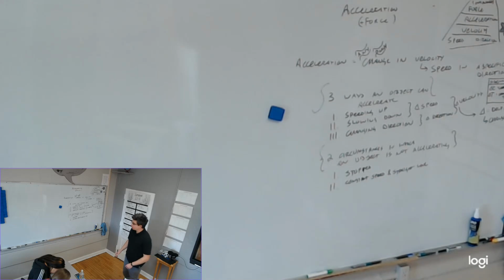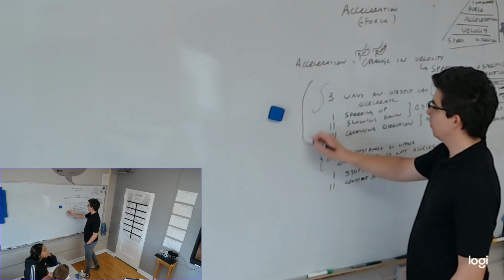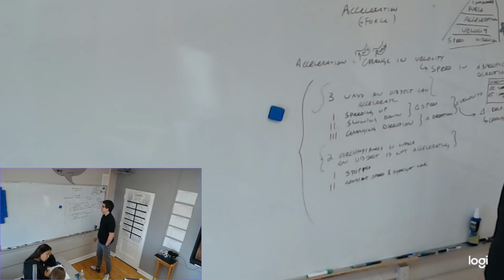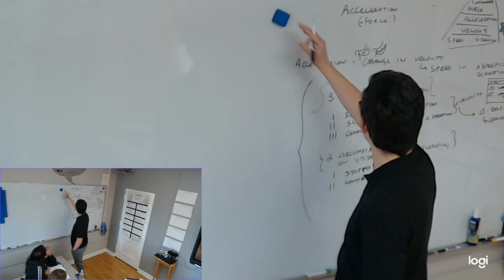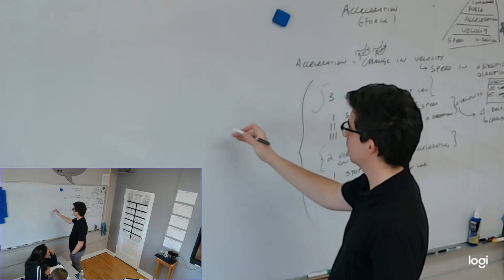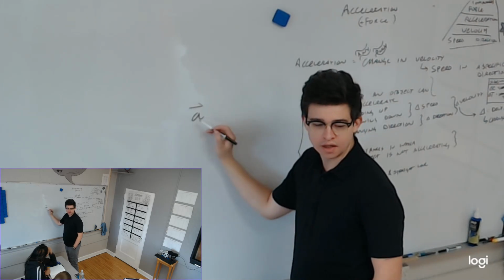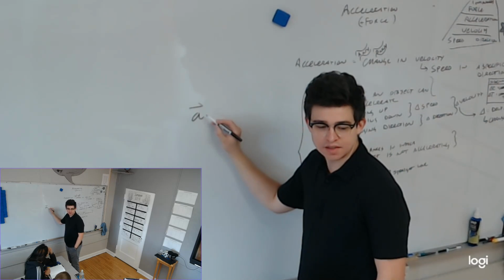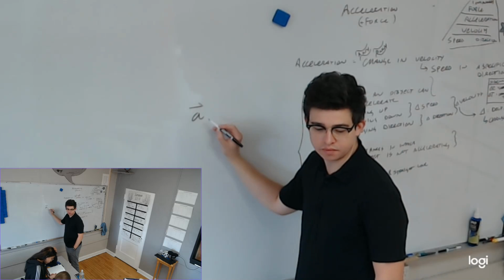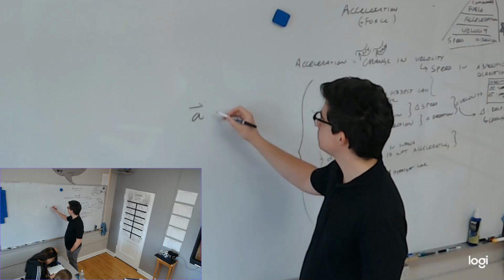Okay, so how do we calculate this then? We have this idea of acceleration here. If we know that acceleration is change in velocity, what is acceleration going to depend on? First of all, acceleration, like velocity, has an arrow over it. It's a lowercase a with an arrow, and that means it's a vector quantity. It depends on a direction.